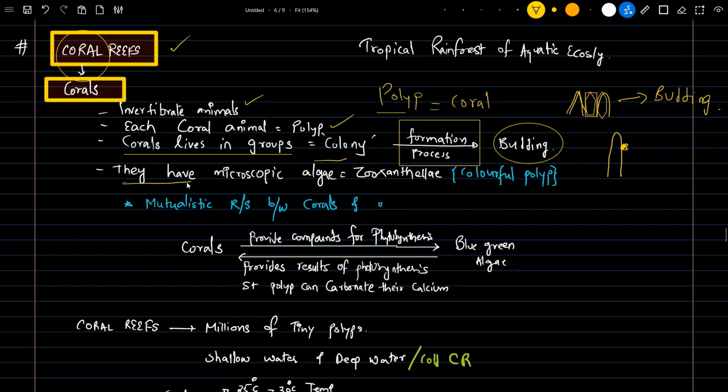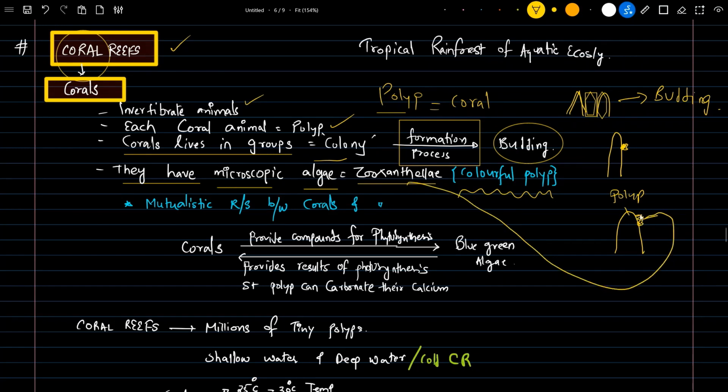And they also have a small microscopic blue-green algae present on them, which is known as zooxanthellae. It is responsible for the polyp, or the coral, being so colorful. So this is the polyp, and on this there will be a presence of this blue-green algae. This gives colorfulness to the coral.